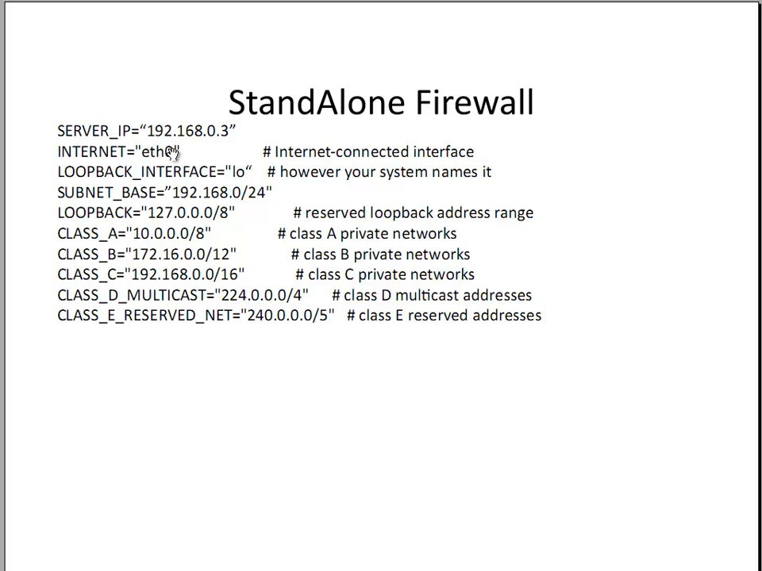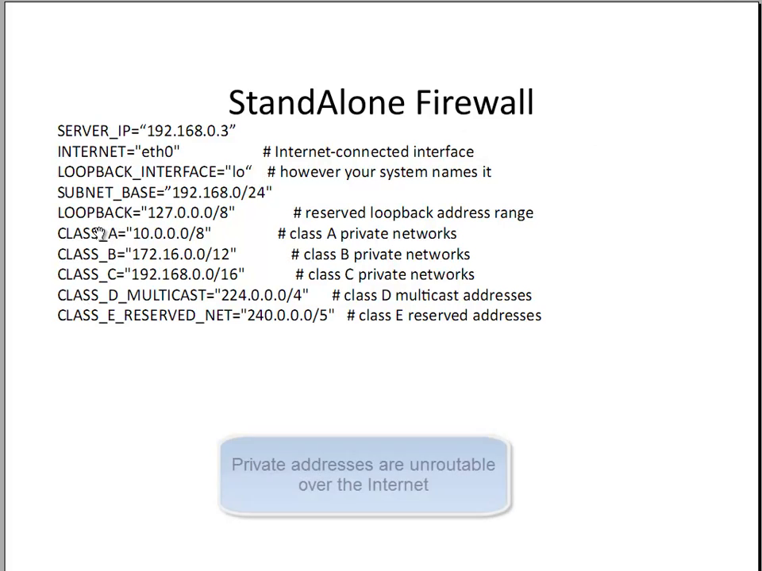We've got an ETH0, single network interface. The loopback interface is LO. Here we're referring to our actual network, so the subnet base is 192.168.0.0/24. Notice that our loopback is going to be our typical loopback interface network in CIDR notation. And notice here we've also got private networks, class A, B, C, D, and E.